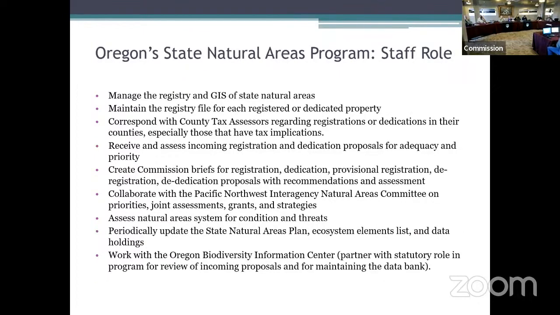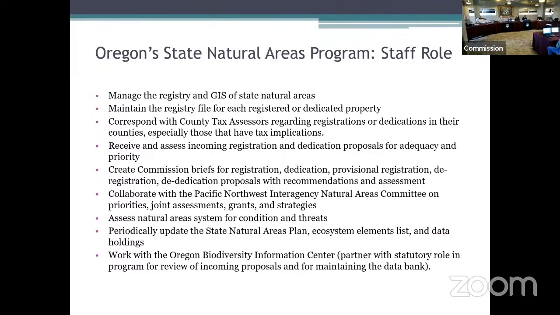Staff role. We manage the registry and the GIS of state natural areas and the registry files for each registered or dedicated property. We correspond, as I told Commissioner Grasty, with the county tax assessors regarding registrations or dedications. We receive and assess incoming registration and dedication proposals for adequacy and priority. And we create the commission briefs that you will have in your packet when a petition for registration is coming before the commission. We also collaborate with the Pacific Northwest Interagency Natural Areas Committee, also known as the Research Natural Areas Committee, on a bigger picture strategic view for natural areas in Oregon and Washington.